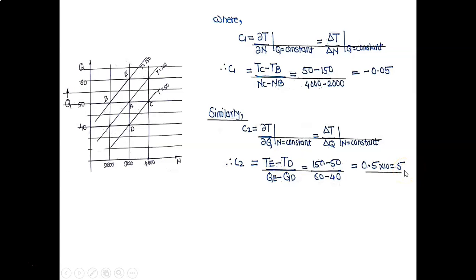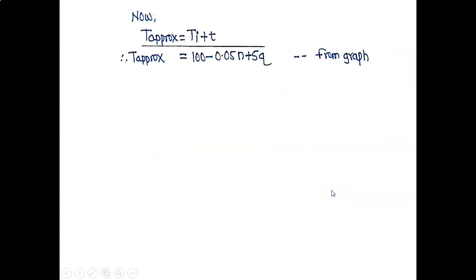Therefore substituting values of C1 and C2 in equation 1 we are getting, what is our equation 1? Directly equation 1 is there: small t is equal to minus 0.05 N plus 5Q, equation 2. Therefore again we will find out T approximate torque. T approximate is equal to Ti plus small t. What is the value of Ti? Mean torque is nothing but 100, minus this small t value, which we have to write down from equation 2. Therefore 100 minus 0.05 N plus 5Q.